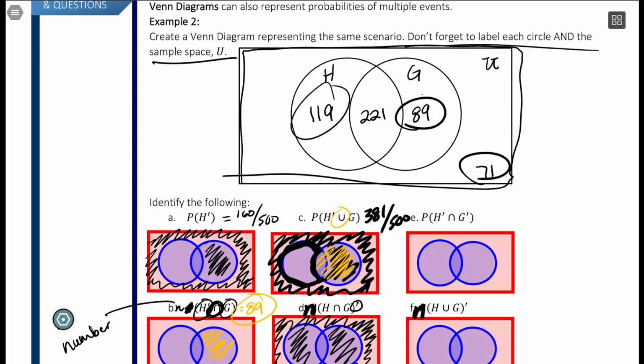You can add all of those values up, or you could look at it as the complement of the intersection. And that would be 500 minus 221, which gives us 379. And again, I'm looking at a number, so it's not a fraction there. It's just going to be that number, 379. Okay, let's take a look at one more example before we head out.